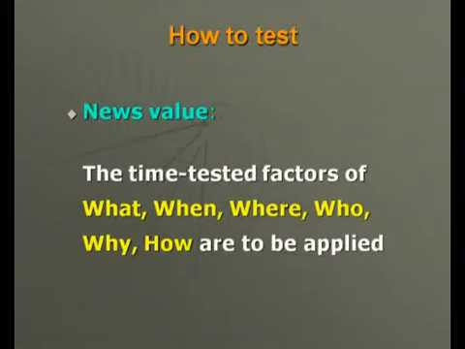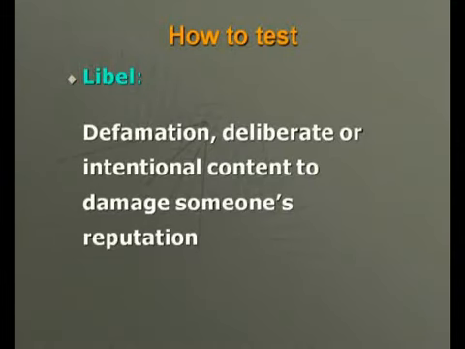What is news value? The time-tested factors of what, when, where, who, why and how are to be applied both by a reporter and a sub-editor. In news especially, this is the one factor that makes or mars the reporter's hard work. Libel or defamation: it is deliberate or intentional content to damage the reputation of an individual or an organization.